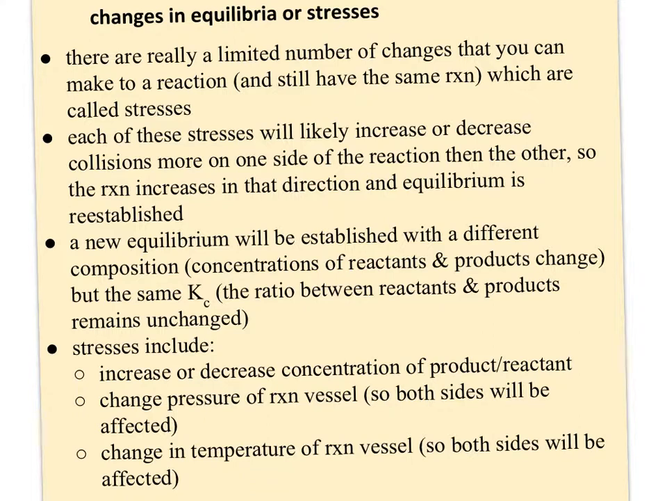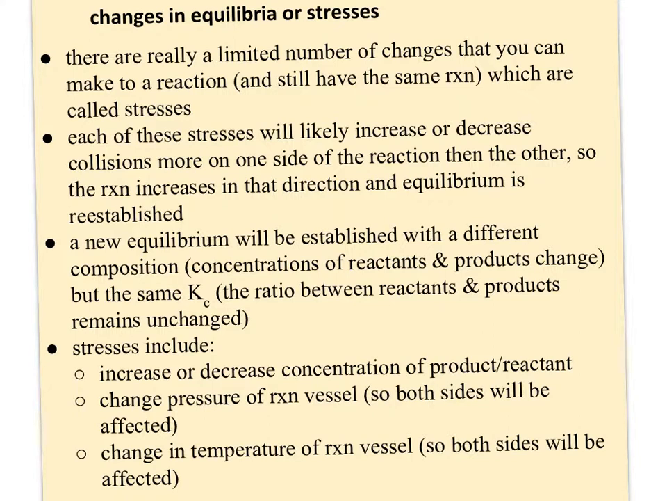So as this happens, a new equilibrium is established with a different composition, meaning the concentration of your reactants and products will both increase, right? Think about it. If you add reactant, that concentration increased, it's ultimately going to make more product, so that concentration increases, but you end up with the same equilibrium constant because when it gets back to equilibrium, even though the concentration of both reactant and product increased, the ratio is going to be the same.